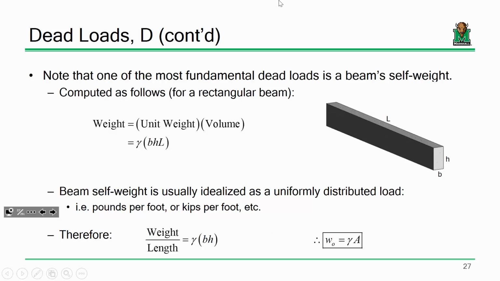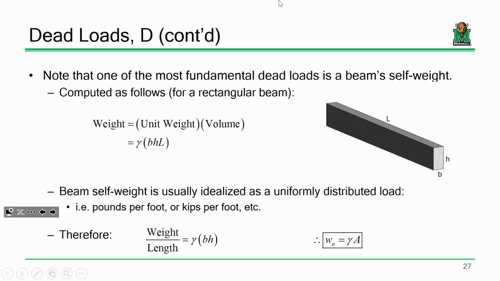This is where we stopped, so I am going to go through this again just to make sure everybody's clear on this. One of the most fundamental, if not the most fundamental, loads that all beams are subjected to is their own self-weight. So if I look at a rectangular, prismatic beam, the total weight of that beam is going to be the unit weight of the material, the 150 pounds per cubic foot or what have you, times the volume of that beam. The volume of that beam would be B times H times L.